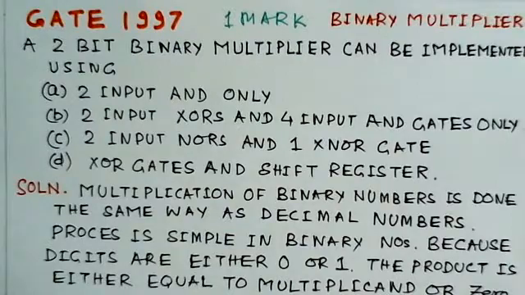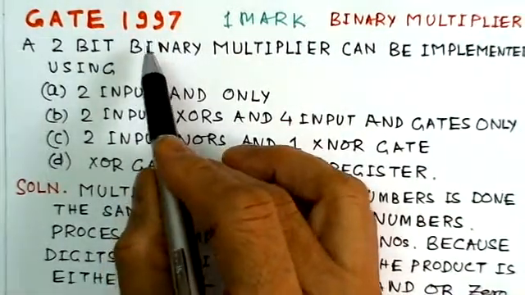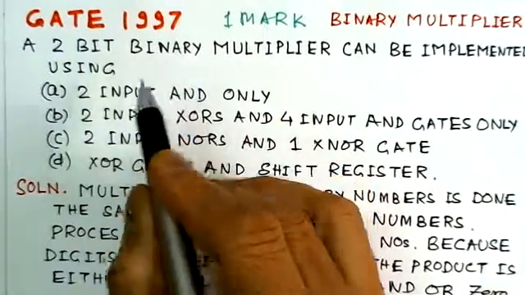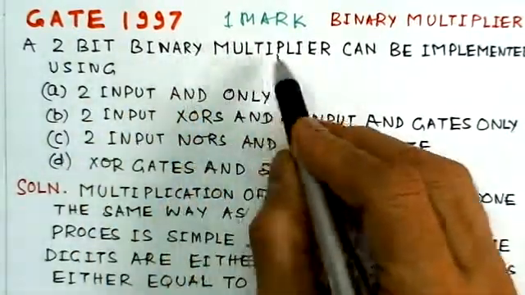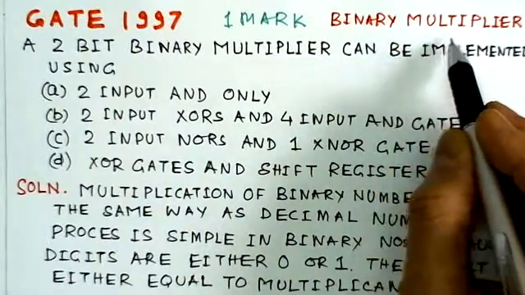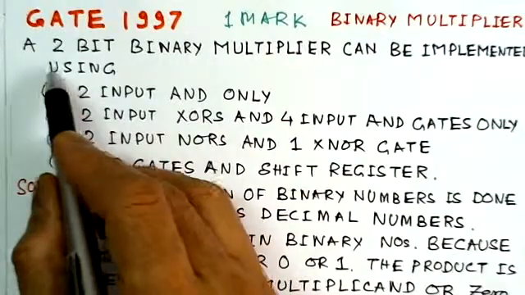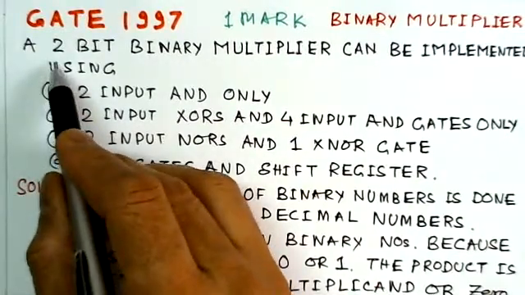Now this is the second problem in this group of problems. It's of GATE 1997. It's a 1 mark question and it's basically on binary multiplier. So we'll read out the problem here.